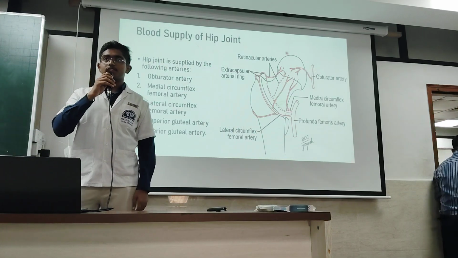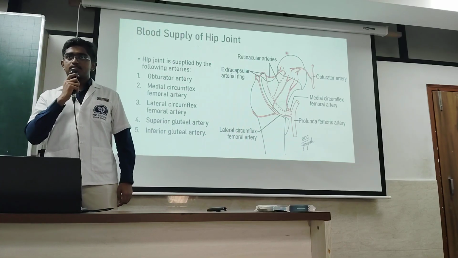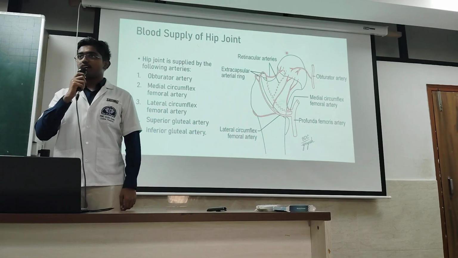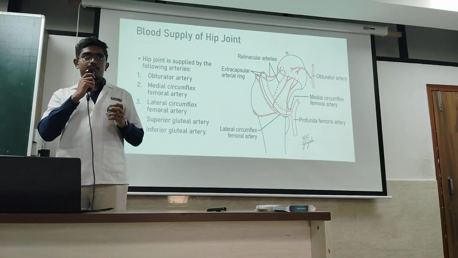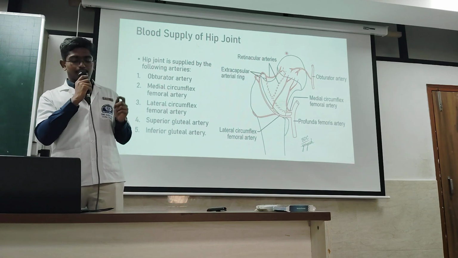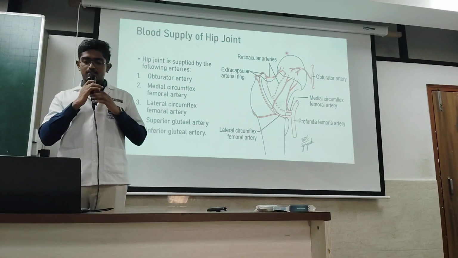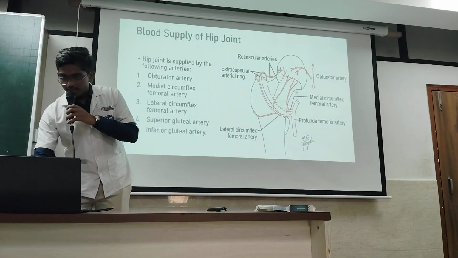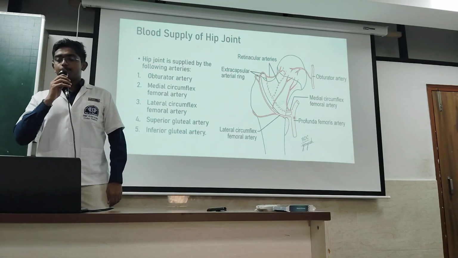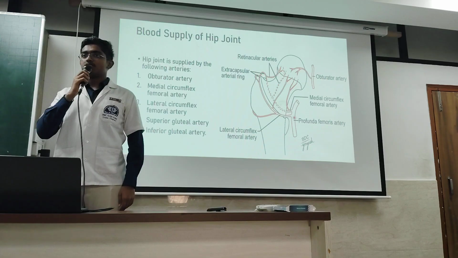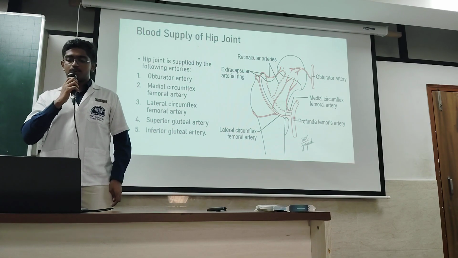The blood supply of the hip joint. The hip joint is supplied by the obturator artery. The acetabular branches of the obturator artery supply a small part of the head of the femur and the region near the fovea capitis. The medial and lateral circumflex femoral arteries are the branches of the profunda femoris artery, which form an arterial circle around the neck of the femur and supply the major part of the head of the femur.